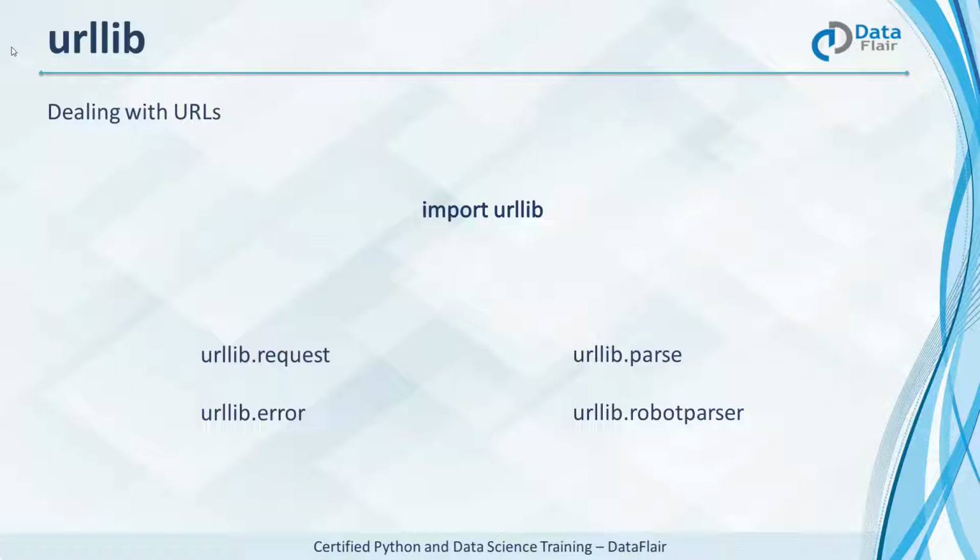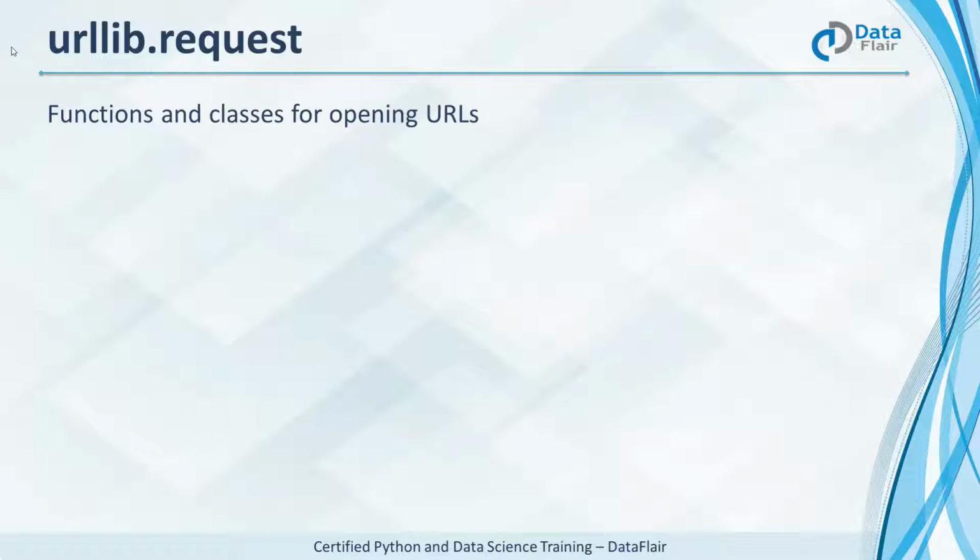Request opens and reads URLs. Error has the exceptions raised by request. Parse parses URLs, and robot parser parses the robots.txt files. Request has functions and classes for opening URLs and has facilities for authentication, redirection, and cookies as well. Let's understand some of its important functions.